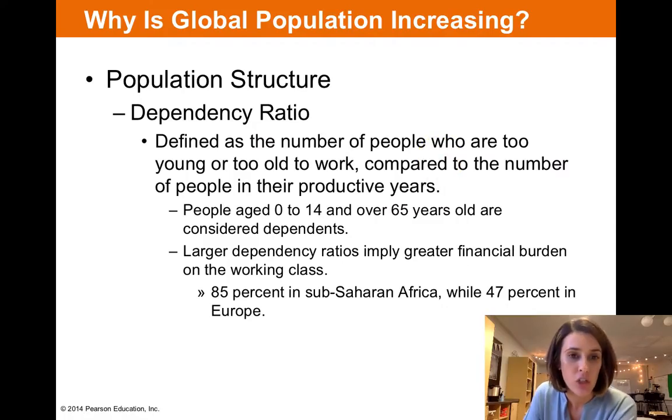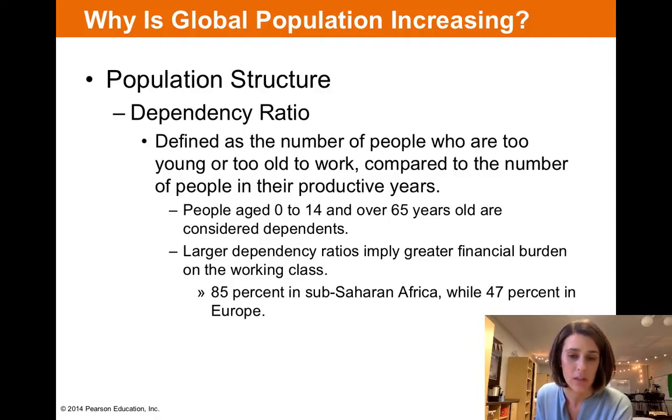So the next thing on your note sheet is the dependency ratio. This is defined as the number of people who are too young or too old to work compared to the number of people in their productive years in society. People age 0 to 14 and over 65 years old are considered dependents. You are considered a dependent of your parents because you don't work full time. You go to school, they pay for your clothes, they pay for your housing, they pay for your food. And then anyone over 65 years old who is deemed too old to work is also considered a dependent.